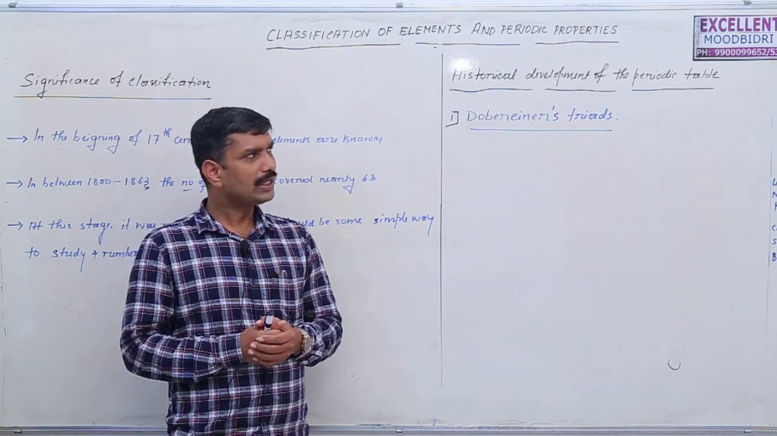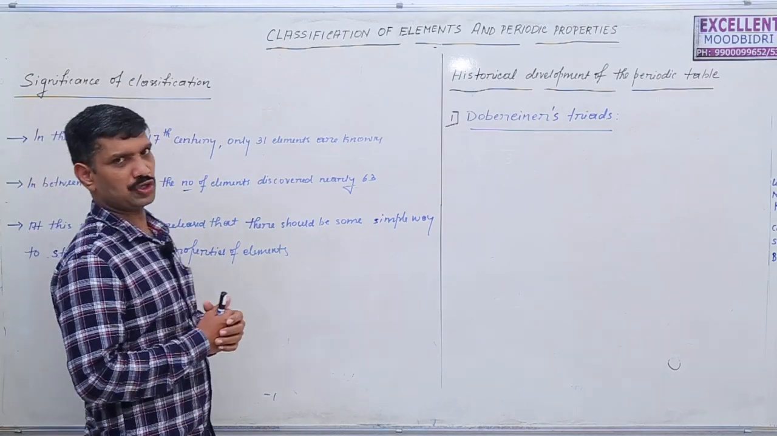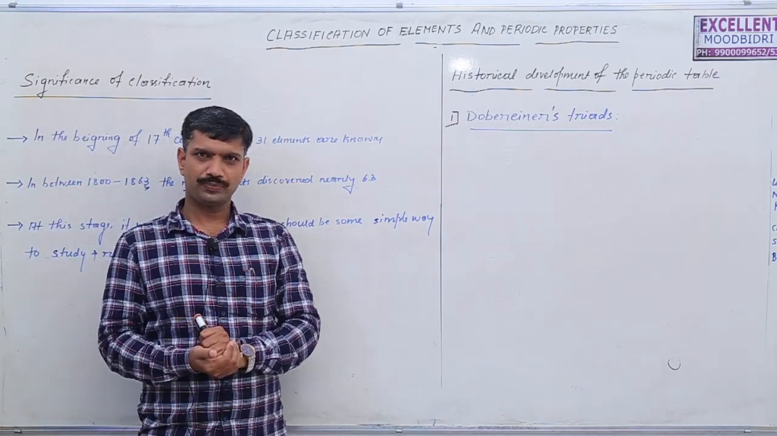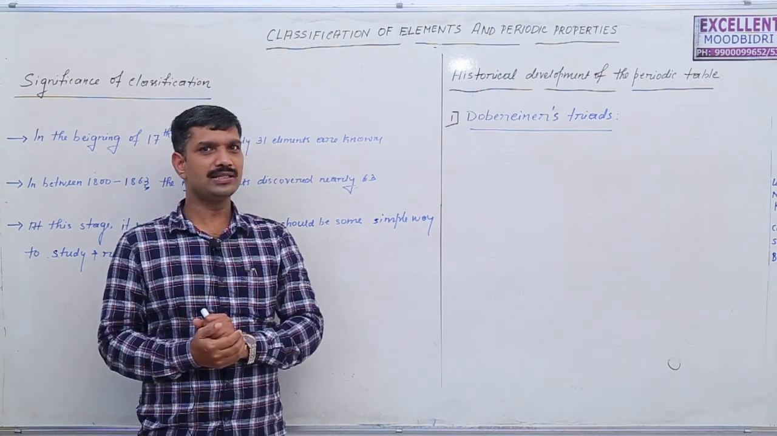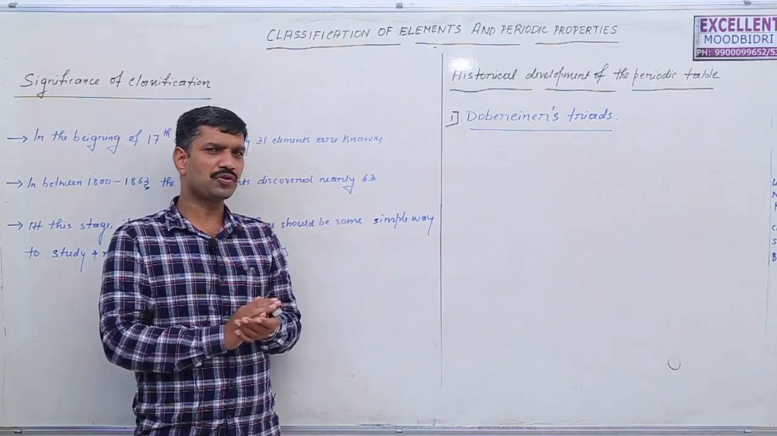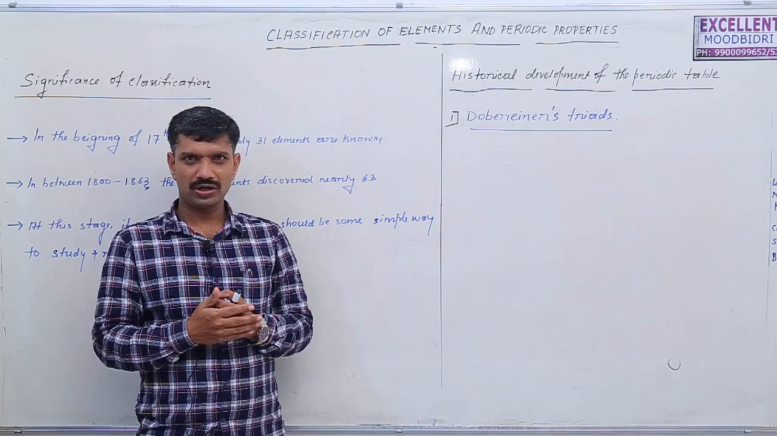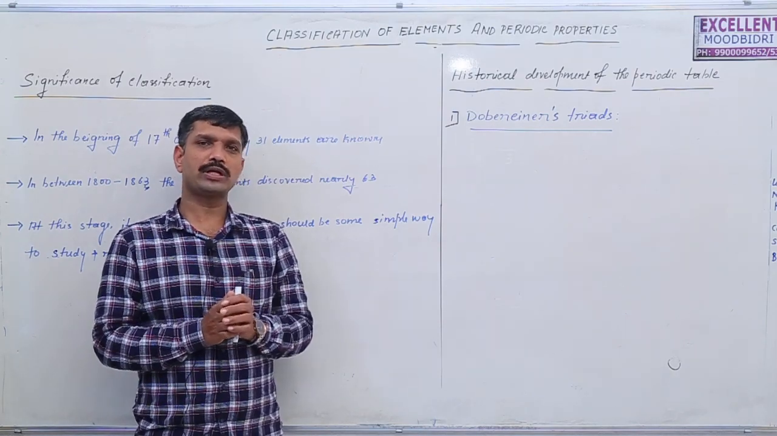Here I want to discuss the first significance of the classification. Why are periodic tables classified into different blocks? Why is the periodic table a necessity? Actually, the periodic table is classified into 4 blocks: S block, P block, D block and F block. What is the necessity of this? What is the significance of the periodic table?